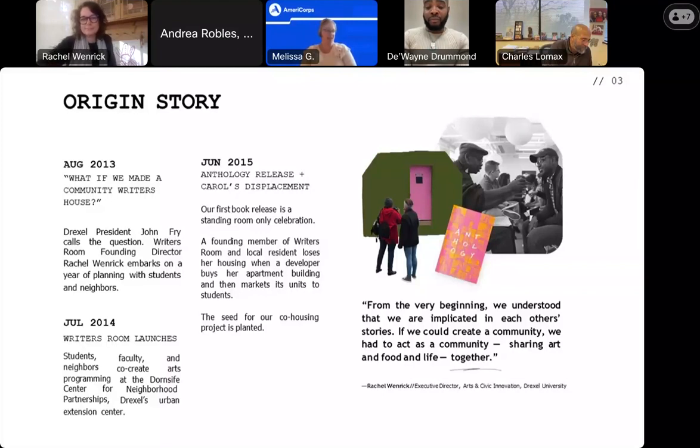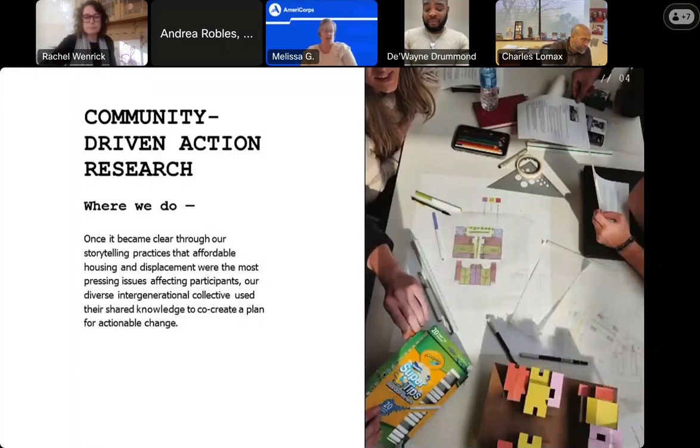So moving along to the next question, Rachel, how did you all determine that participatory research was an effective community engagement strategy for this project?